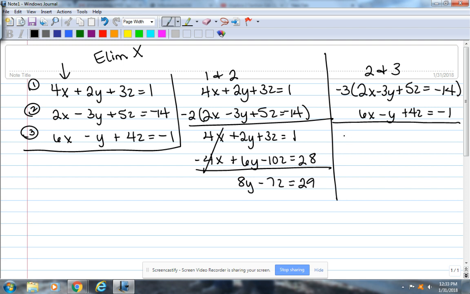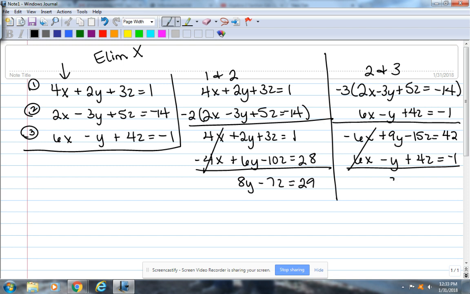That would get me a negative 6x. That would get me a positive 9y. Negative 3 times 5z is a negative 15z. And negative 3 times a negative 14 is a positive 42. And I will just keep the second equation just like it is. Draw my line. My x's eliminate.